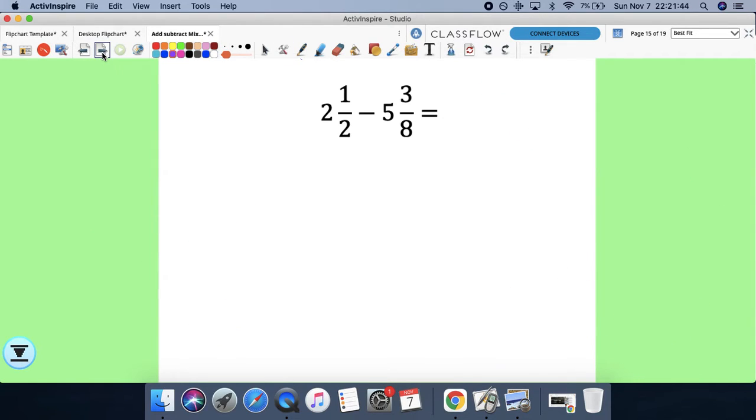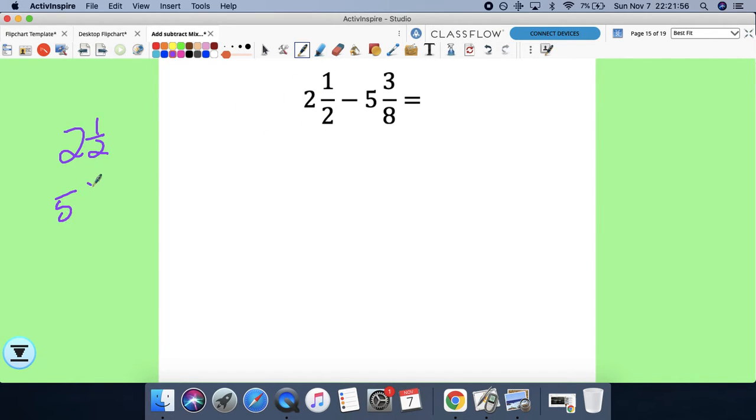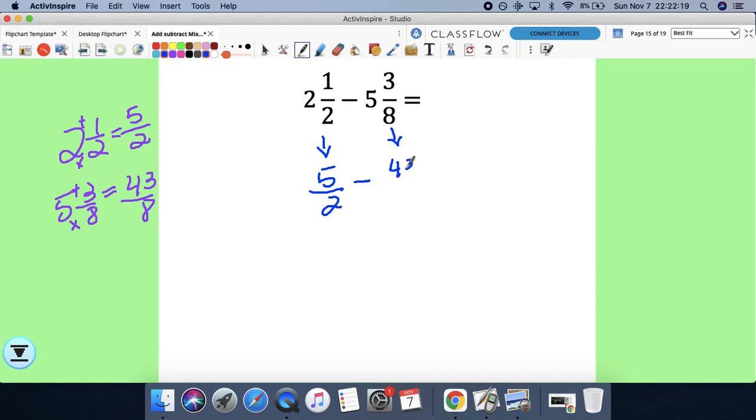So now you can go ahead and do what we want to do today, which is add and subtract mixed fractions. So the first thing we want to do is change them to proper fractions. 5 times 8 is 40, plus 3, 43 over 8. 2 times 2 is 4, plus 1 is 5 over 2. So this we're going to change to 5 over 2. This we're going to change to 43 over 8.